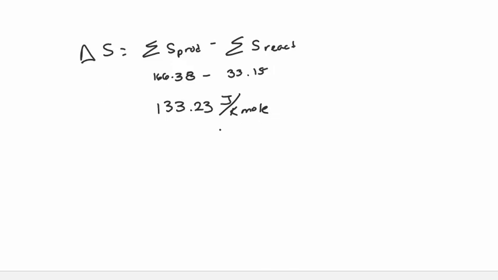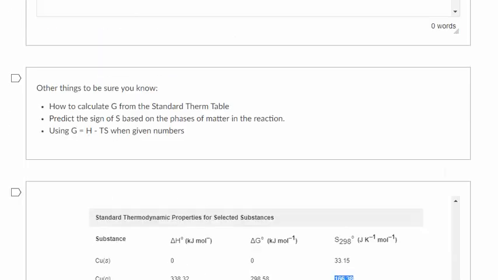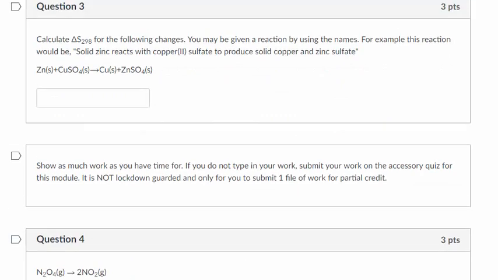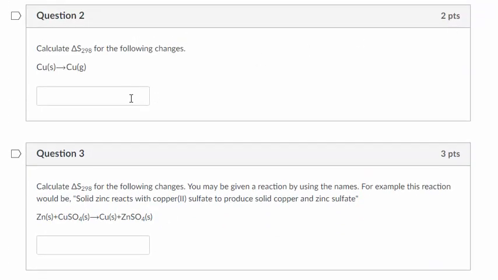Now, because we use the mole value, the stoichiometric value, a lot of times when you see the delta S, you'll see it just as J over K. Now, for our system, what I need you to report is the numerator. We come up here. I'm looking for question 2. I would type in 133.23, and that is positive.